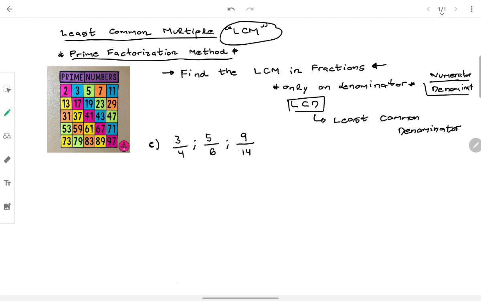We can do the process of finding a least common denominator also with 3 fractions, as we did with 3 numbers to find the least common multiple. We can also look for the least common denominator in 3 fractions. The process is very similar. We need to use the 3 numbers 4, 6, and 14.